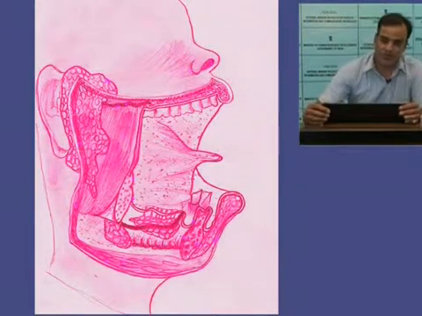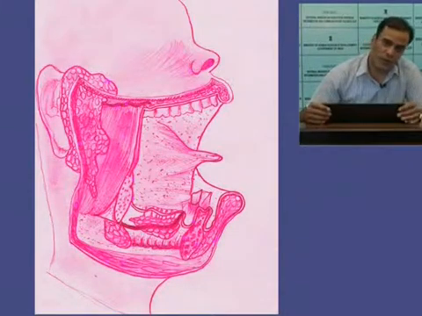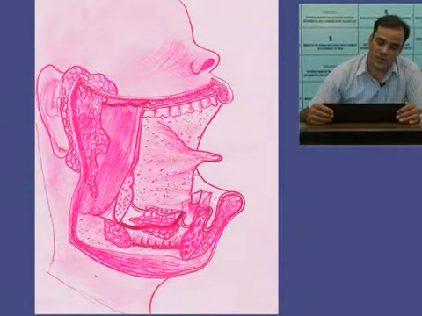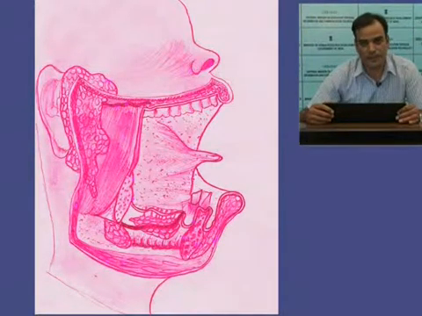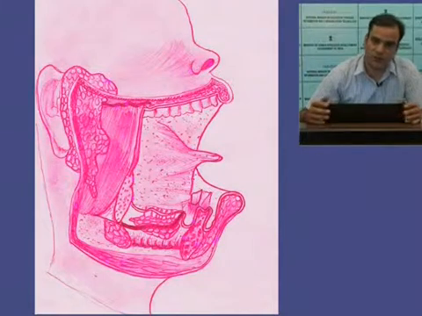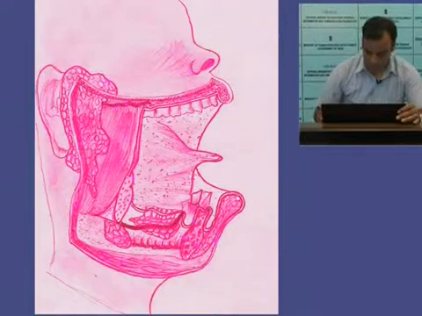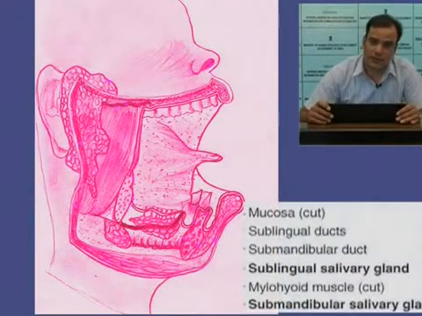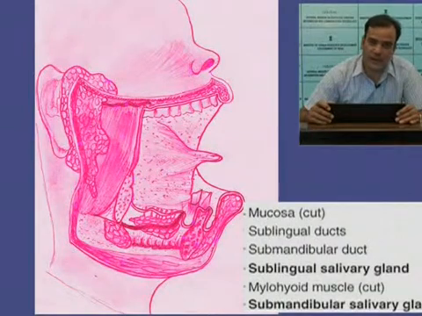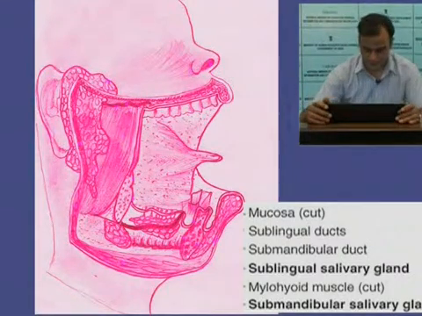There are some glands which are very small and contribute to the saliva, and those are called minor salivary glands. But in this lecture, we will be focusing on the major salivary glands. Major salivary glands are: number 1, parotid glands; number 2, submandibular glands; and number 3, sublingual glands.